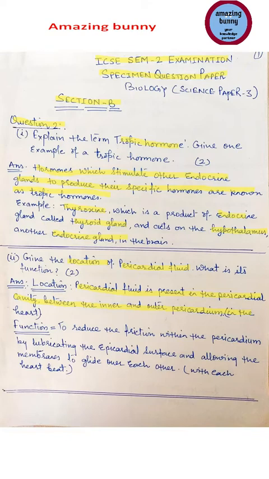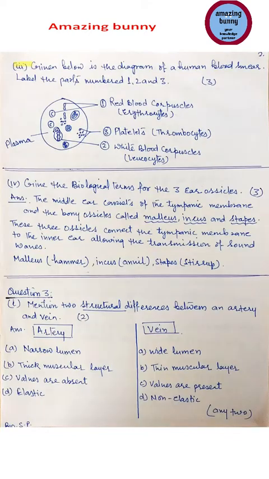The function of pericardial fluid is to reduce the friction within the pericardium by lubricating the epicardial surface and allowing the membranes to glide over each other during each heartbeat. We can understand this fluid acts as a lubricant for the movement of the heart, reducing friction as the heart pumps blood.